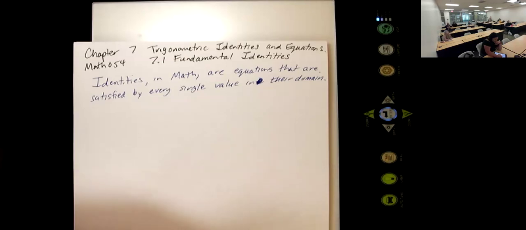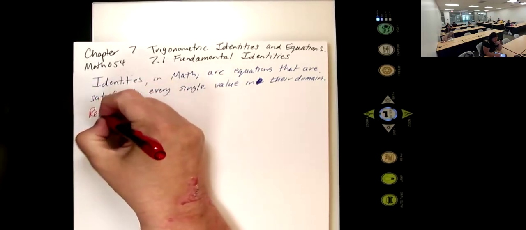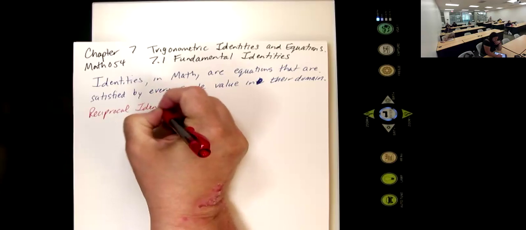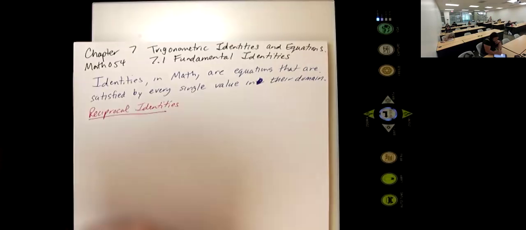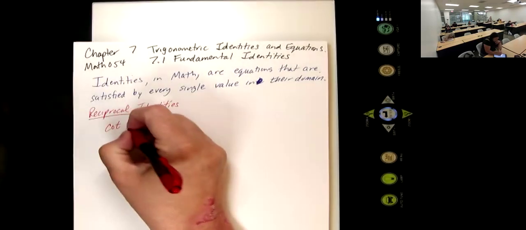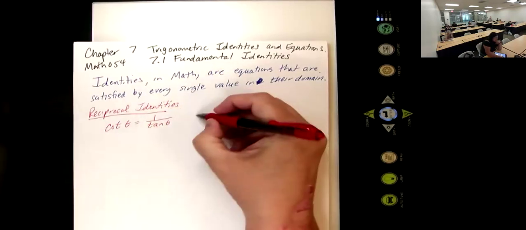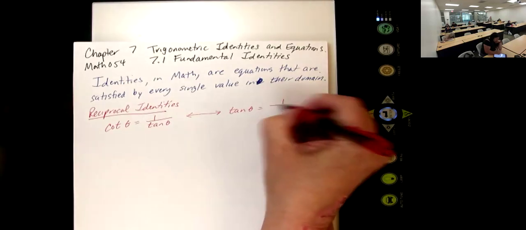We've covered some of them already, the reciprocal identities. Some of this is going to be a rehash or a reminder of what we've had. Cotangent theta is 1 over tangent theta. And that's the same thing as tangent theta is 1 over cotangent theta.